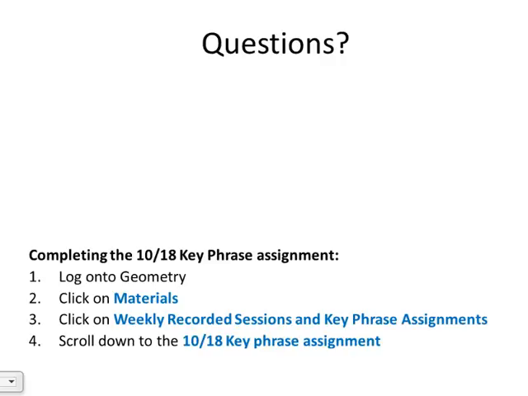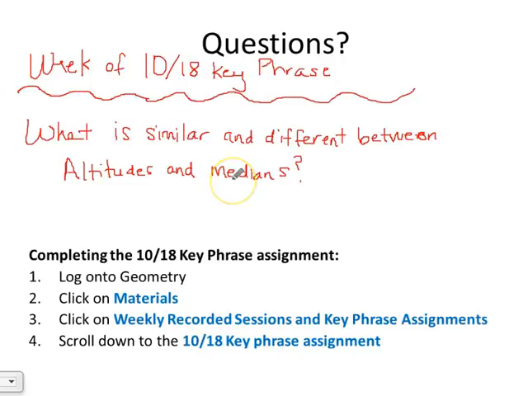Okay, I'm going to put up the key phrase assignment. I want you to tell me a little bit more about 2 types of the segments we learned about today when we were talking about segments within triangles. I want you to tell me what's similar about altitudes and medians, and then what's different about altitudes and medians. And I included the directions on how to complete the key phrase assignment for this week in case you need a reminder.